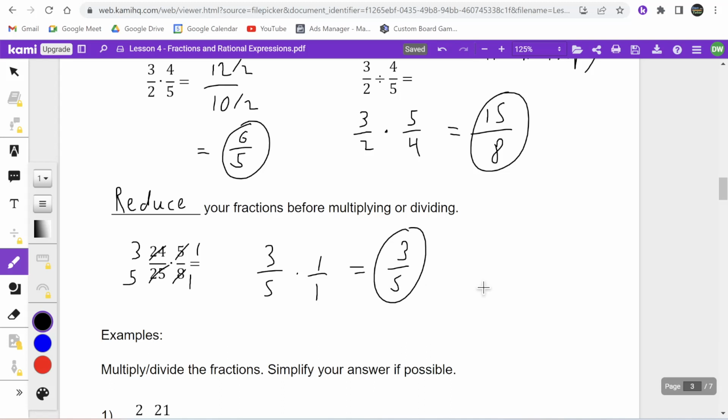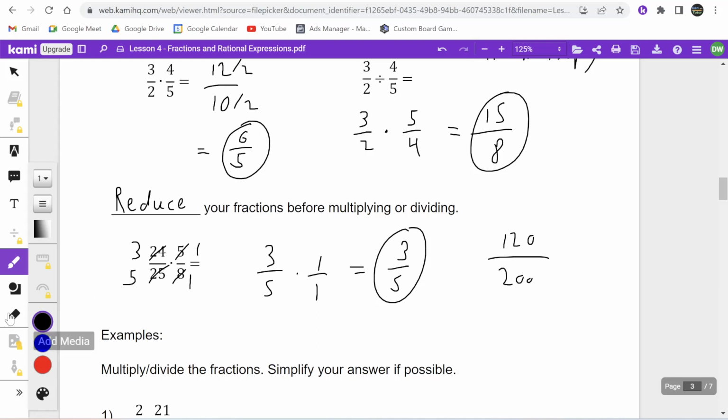And by the way, if you did it the long way, 24 times 5, which is 120, divided by 25 times 8, which is 200, it's eventually going to reduce to 3/5. But it takes a lot longer, and if we can avoid that, then we definitely will avoid it. Any questions there?